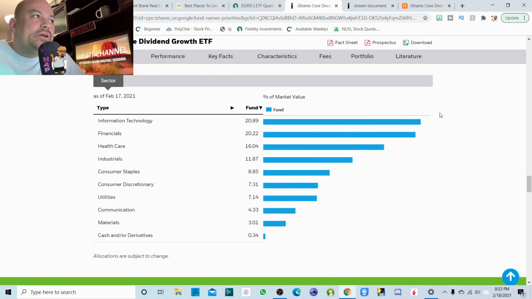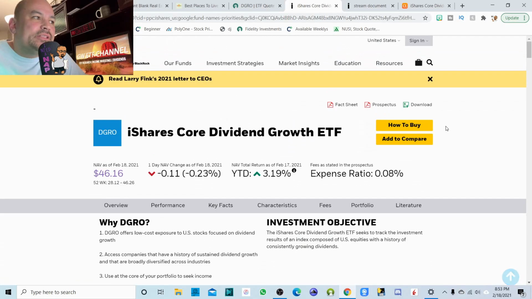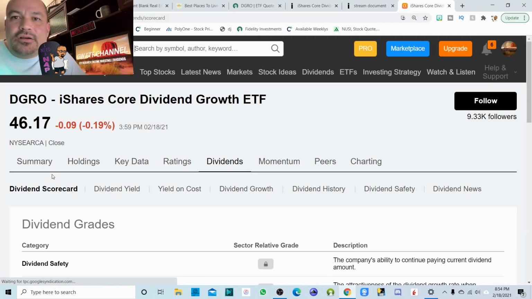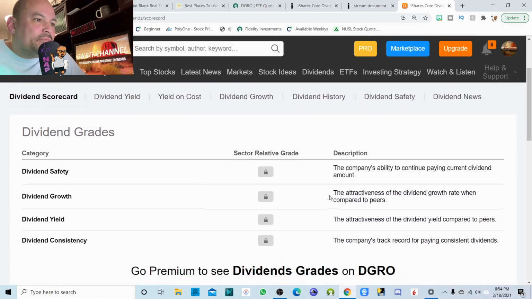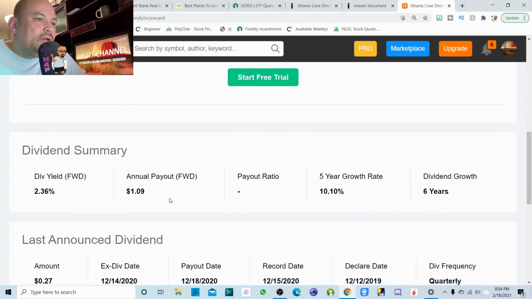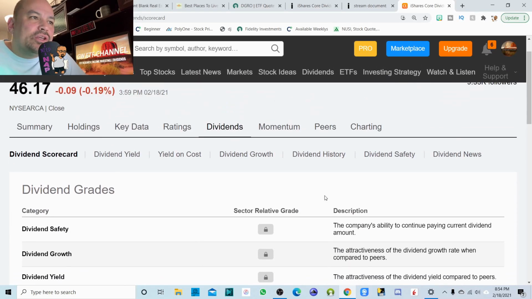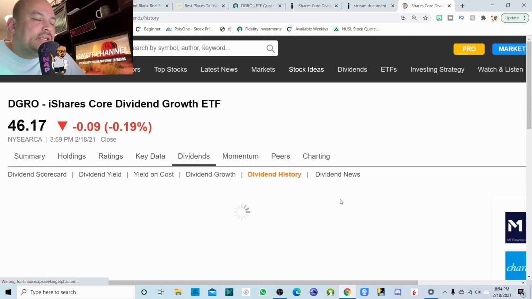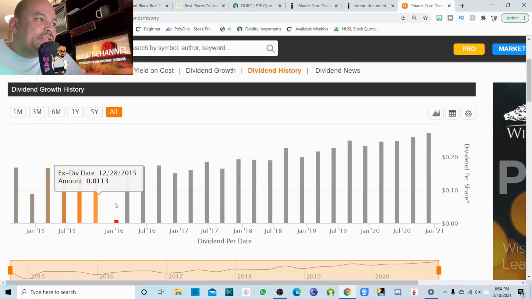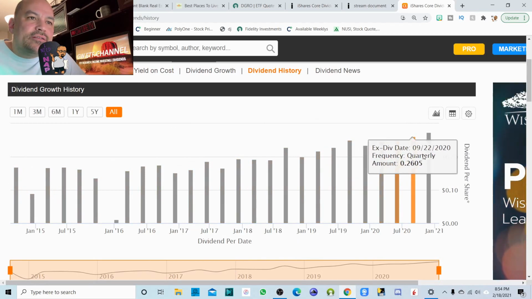So how well did this Dividend Growth ETF do? Well, we went over here to Seeking Alpha, since we don't see the stats on iShares, which I kind of take with a grain of salt, but I kind of believe this one. It shows a 5-year growth rate of 10%, dividend growth of 6 years. And if we look at that in action in the dividend history, we can click all, and we can see pretty much you get a raise every year.